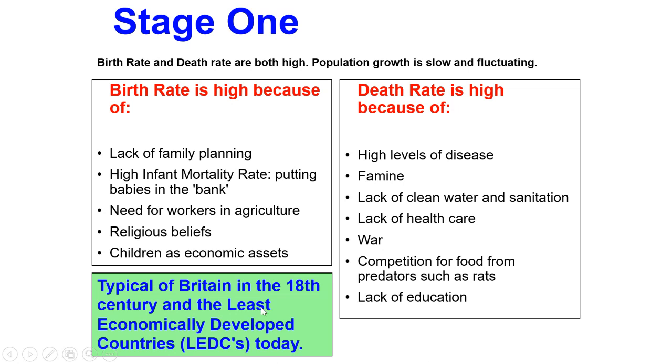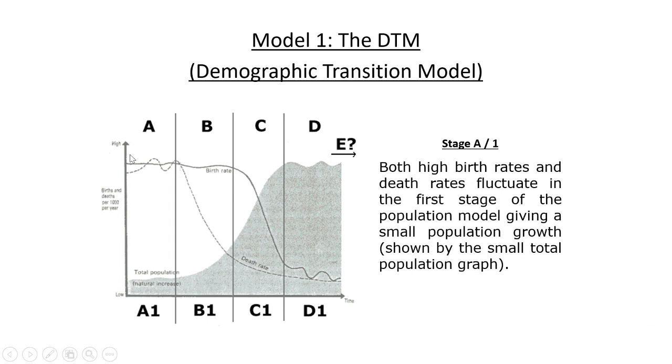The biggest ones I wanted to highlight were lack of family planning, sometimes for religious beliefs. There's a couple other things here that, if you want to ask me questions, send me comments, such as children as economic assets and then putting babies in the bank for a high infant mortality rate. Also, you have these reasons over here why there also may be a high death rate overall in the population. We're going to keep this moving. You can see right here on this model, you have high birth, high death, low population. So right here, you see that on the demographic transition model.